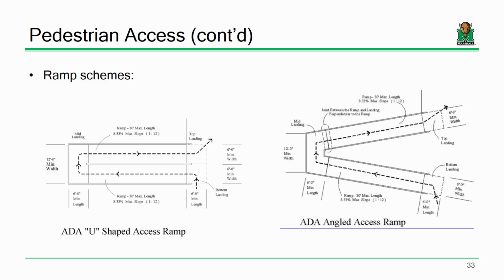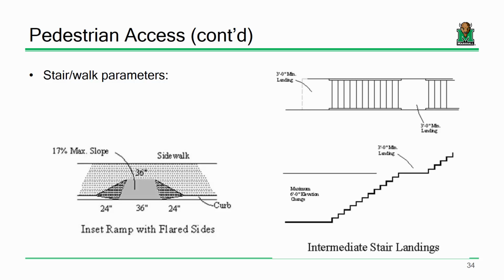Here are some different ramp schemes. You could have a ramp that curls around itself. You could have an angled ramp. Again, you want to make sure you're meeting that 30-foot maximum length on the incline section. Now that's ramps. What about stairs? Typically you're going to want a maximum elevation change of 6 feet, then a 3-foot wide landing, and then 6 feet, 3-foot wide landing. You want to provide landings every so often. You've probably seen these little inclines on a sidewalk so that a wheelchair can get up. This is just a reasonable detail for that.